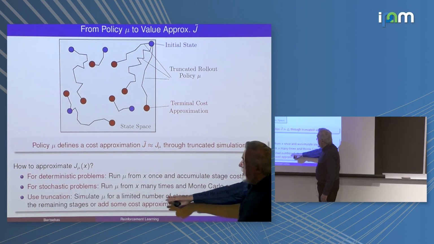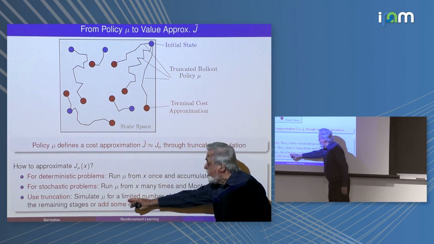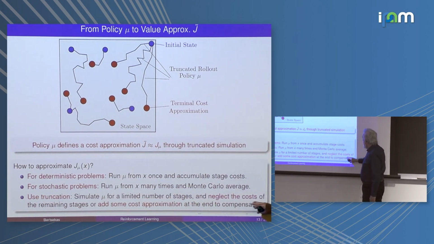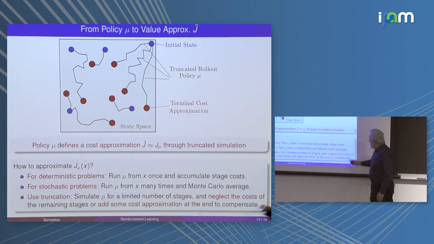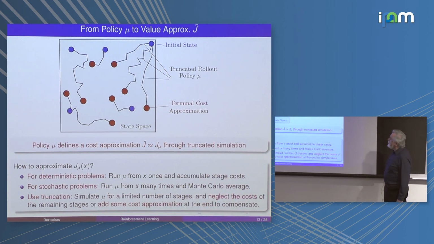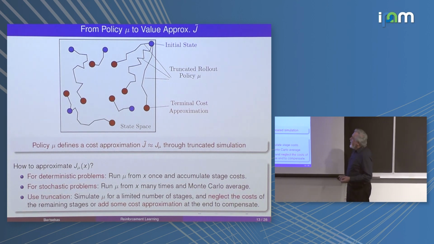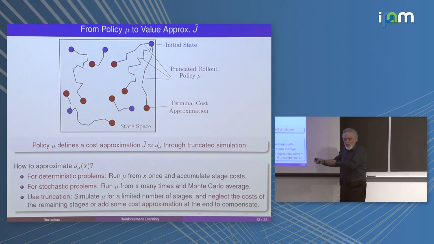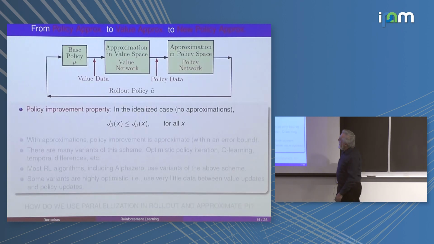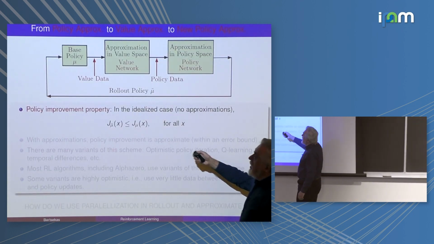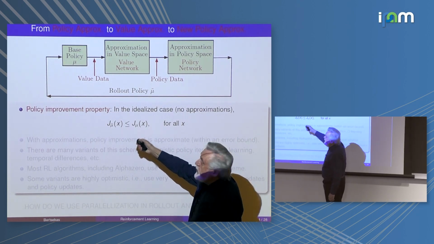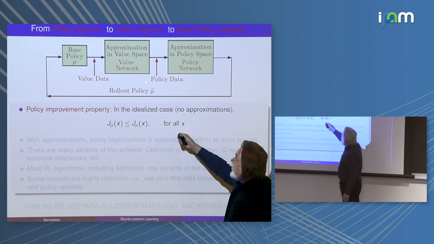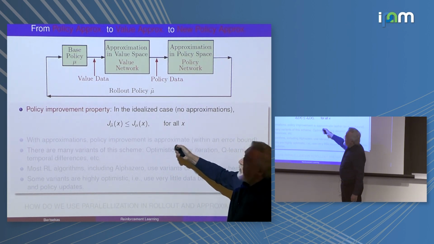And truncation is important here. In truncation, we simulate mu for a limited number of stages and neglect the cost of the remaining stages, or add some cost approximation at the end to compensate. Okay, so from values, we can go to policies, and from policies, we can go back to values with approximations. And all of this gives the scheme whereby, starting from a base policy, we collect value data, the previous slide, approximate its cost function, and fit a value network to that.